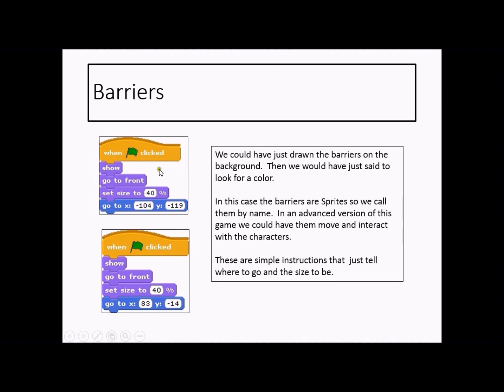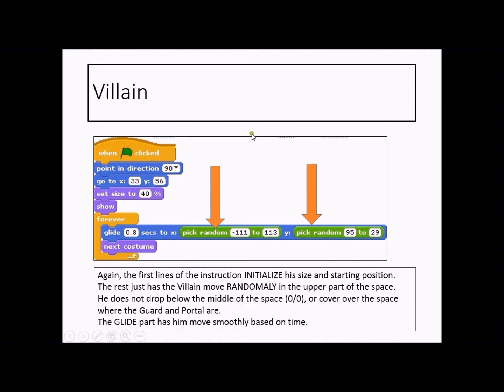The barriers, they're just pretty much initializations. Go there and be this size, go to this location, etc. The villain, we have him move around randomly. It makes it a little bit more interesting. So it'll pick a random number between this and this, and again for the y from this and this. And we have it set so it doesn't go everywhere. It gives the hero a chance to escape and kind of dive under. And we're using a glide here, so it'll move very smoothly from one area to the other.